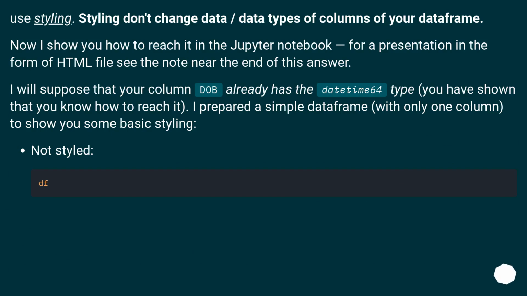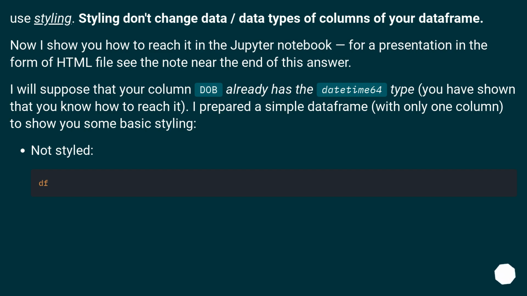Now I show you how to reach it in the Jupyter Notebook for a presentation in the form of an HTML file. See the note near the end of this answer. I will suppose that your column DOB already has the datetime64 type. You have shown that you know how to reach it. I've prepared a simple data frame with only one column to show you some basic styling.